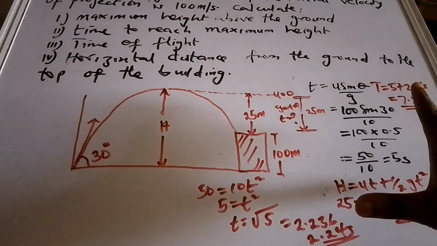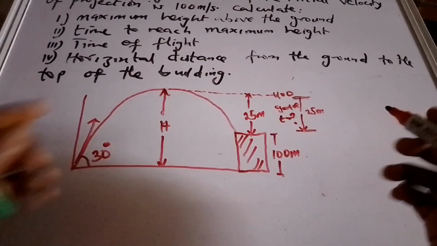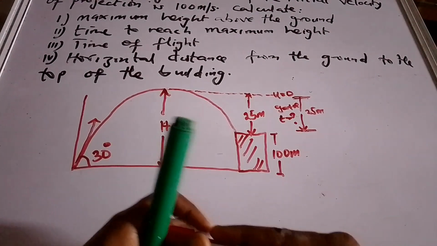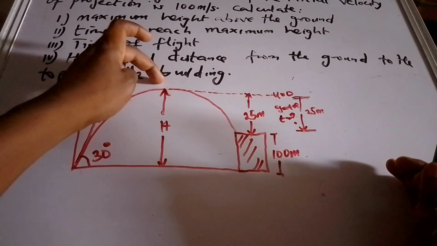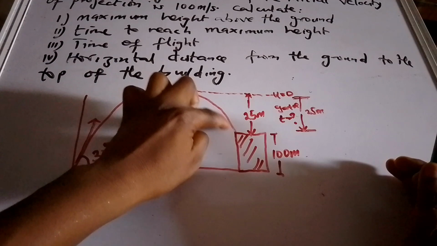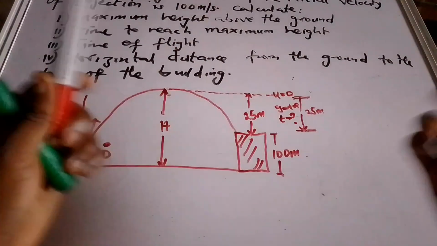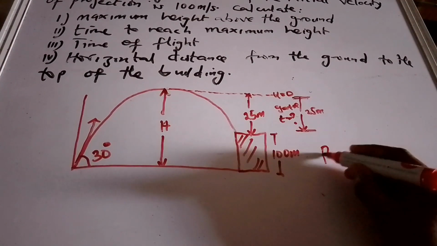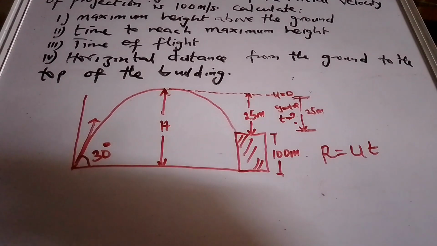I'm going to clean this one to explain the range. If you look at this body, the movement of this body is like a combination of two things. It's a combination of vertical projection, then from here to this point, it looks like horizontal projection. So how do we determine our total range? The formula for our range in this concept is going to be ut. Our range is going to be ut.